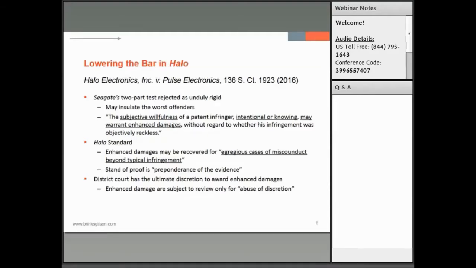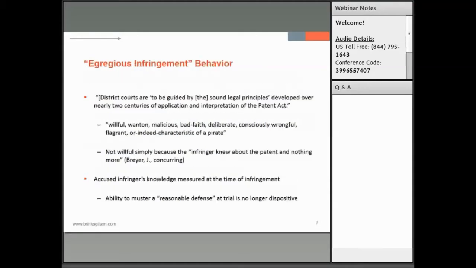Contrary to the Seagate decision, where it was by clear and convincing evidence, the Supreme Court tells us that willfulness only needs to be proved by preponderance of the evidence. So where do we look to for guidance on egregious infringement? Well, the court tells us that we have a long history of guidance, and we can look to that case law going back almost 150 years.